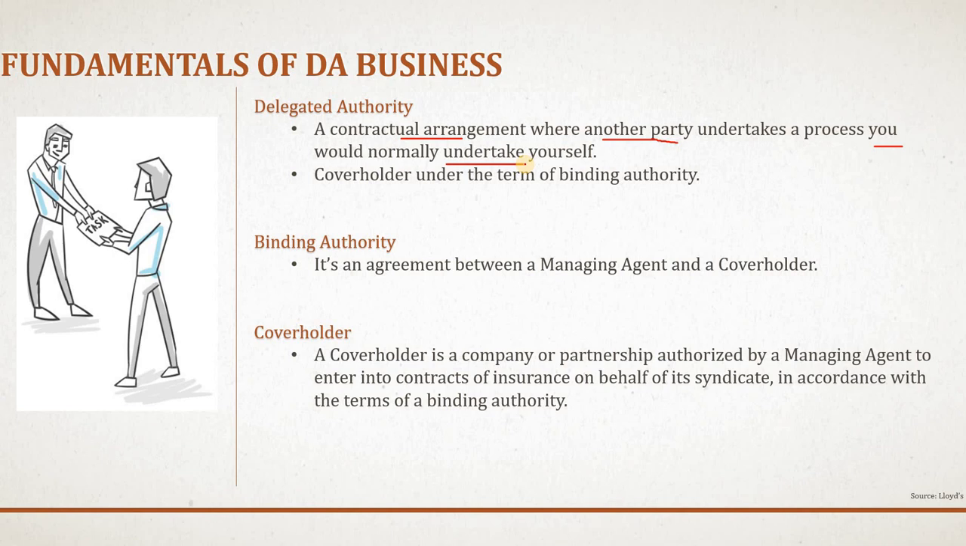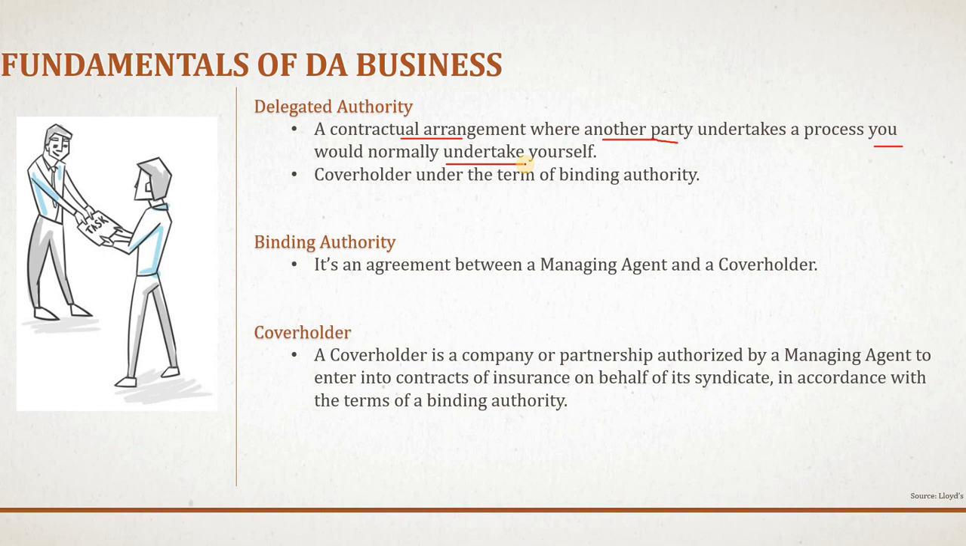Now, the most common method of delegated authority is to have a cover holder under the terms of a binding authority agreement. So we will discuss the binding authority and we will also discuss the cover holder. So what is binding authority basically? It's the agreement between the managing agent and the cover holder. So that is all about binding authority. But what does it really mean?